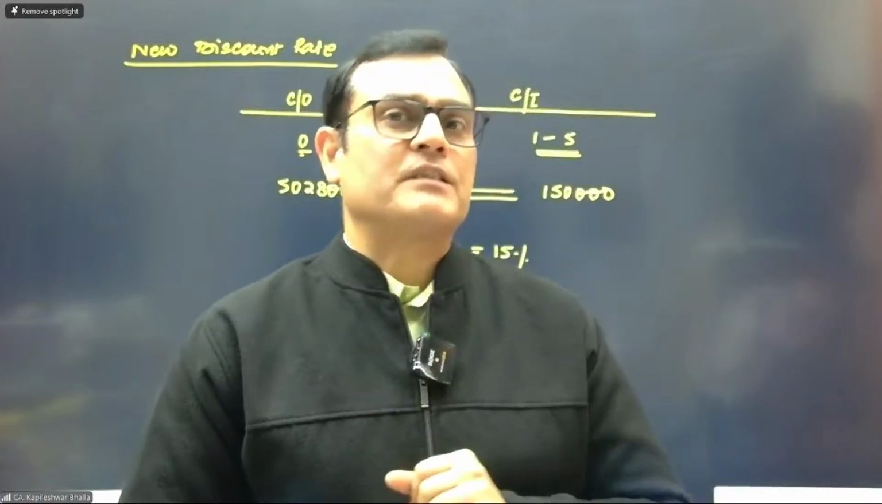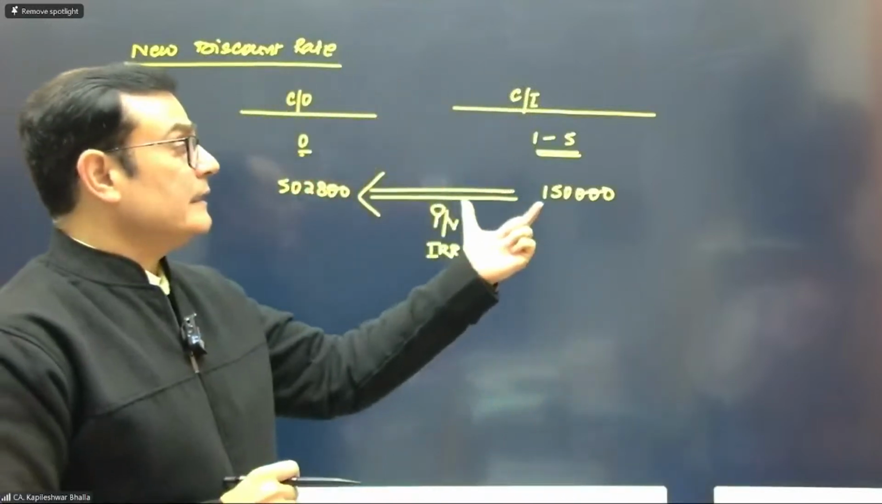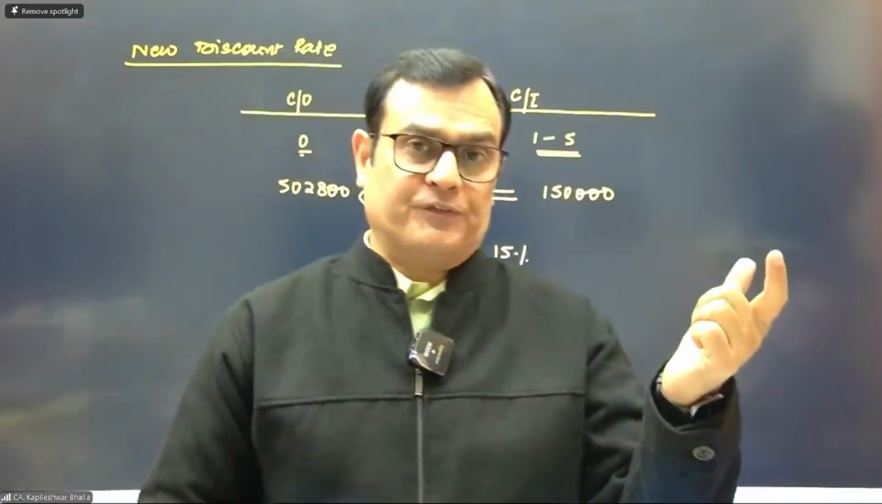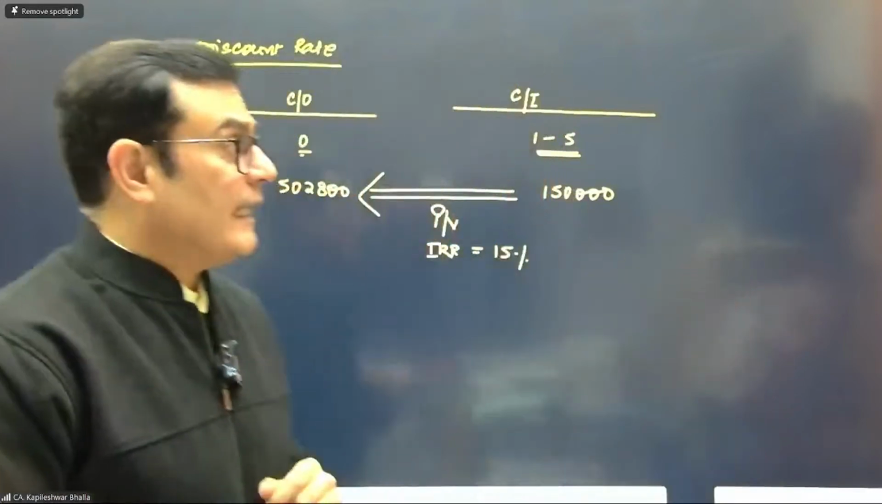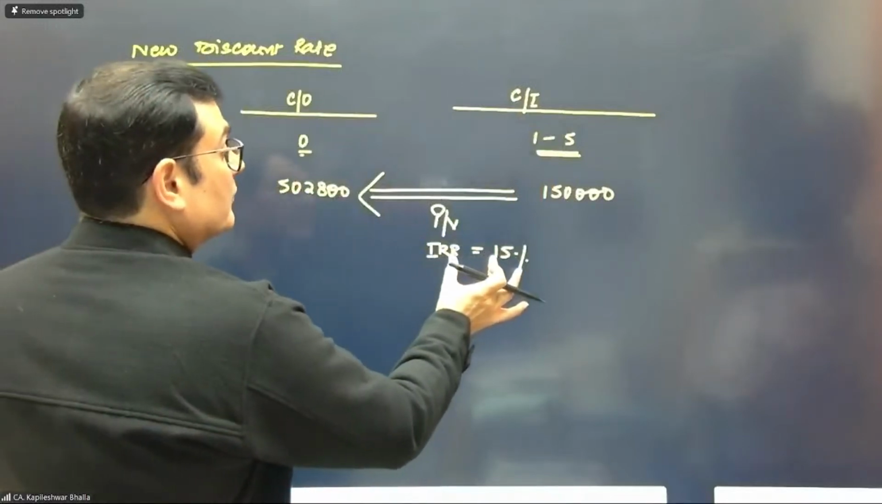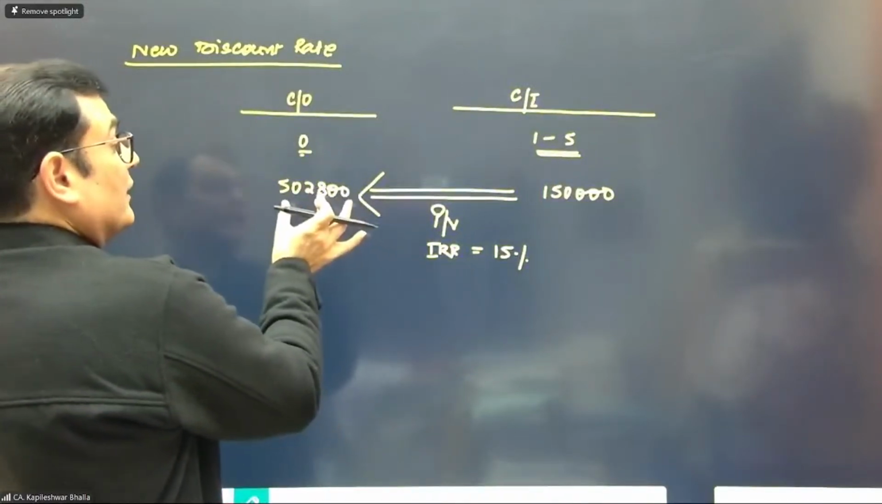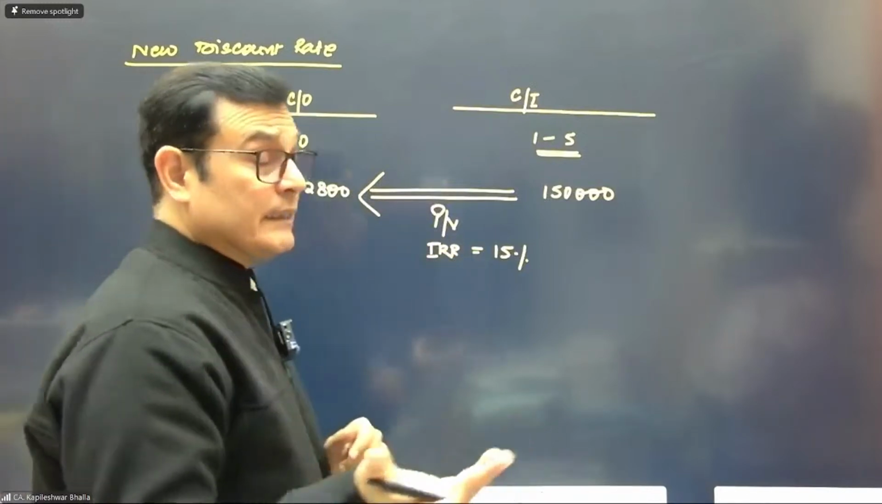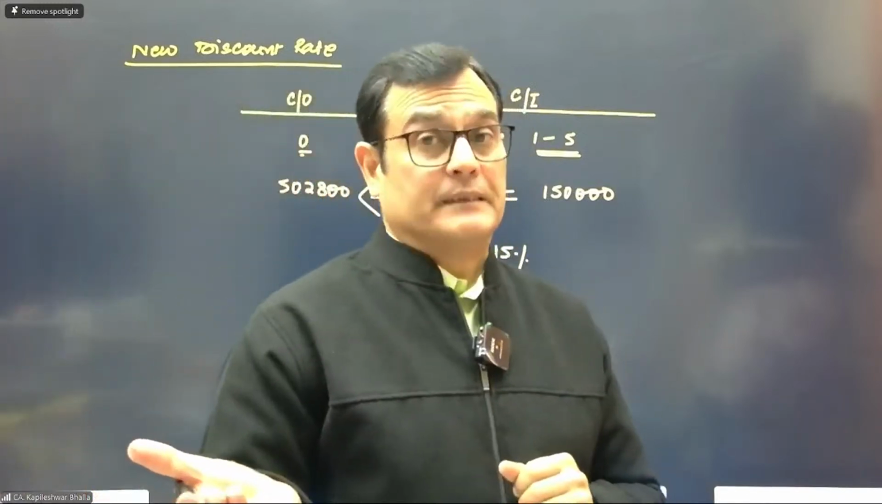If you look at it from the investor's point of view, he is getting an inflow of 1,50,000 each year for the next 5 years. And we're also looking at that 15% is the rate at which the present value of inflow equals 502,800. Which means NPV is 0 at the rate of 15%.